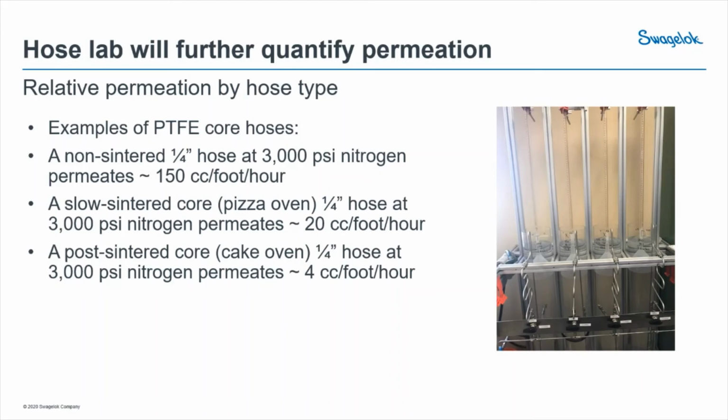So the sintering process works like this: you get your Teflon core, and you bake it to the point where the pores come out of it. What that does is it increases the wall thickness for that gas to go through. And as you can see, it really lowers the permeation rate.